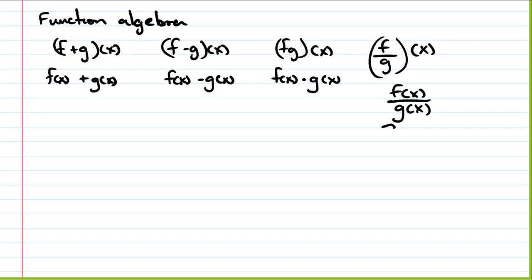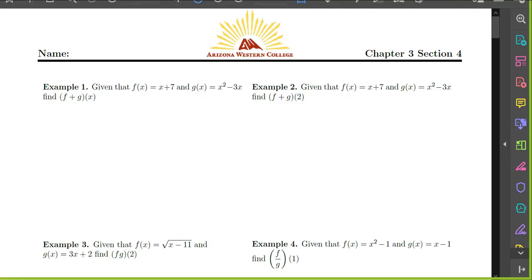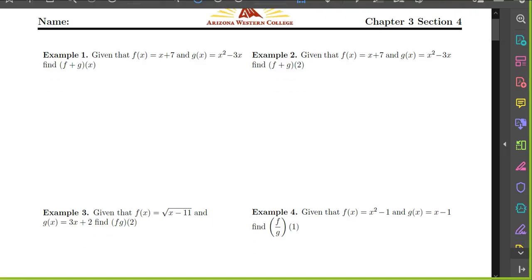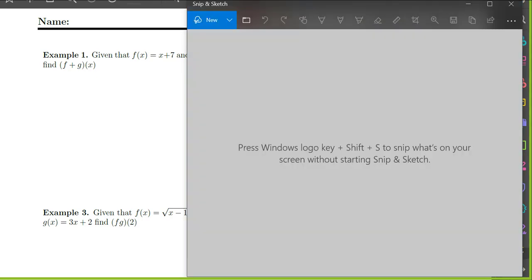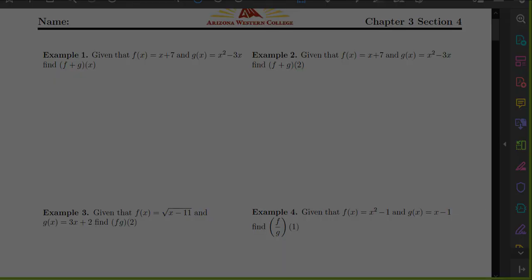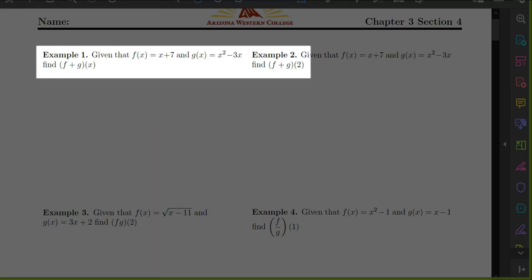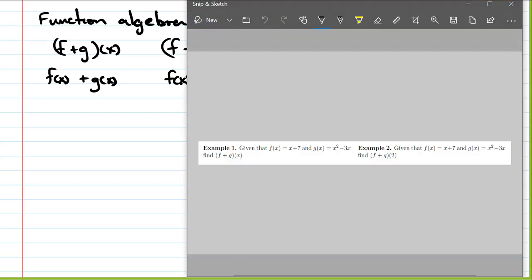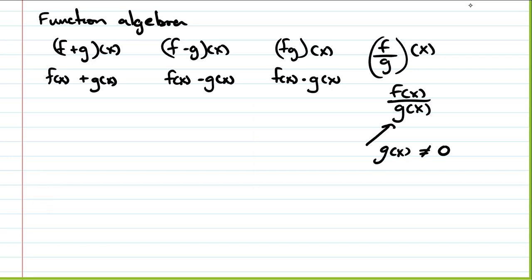Once again, with the one restriction that g of x cannot equal the number 0 because we are not allowed to divide by 0. So function algebra tells us that we are just going to perform the indicated operation on whatever functions we were given. Well, let's go ahead and take a look at a couple of our examples.